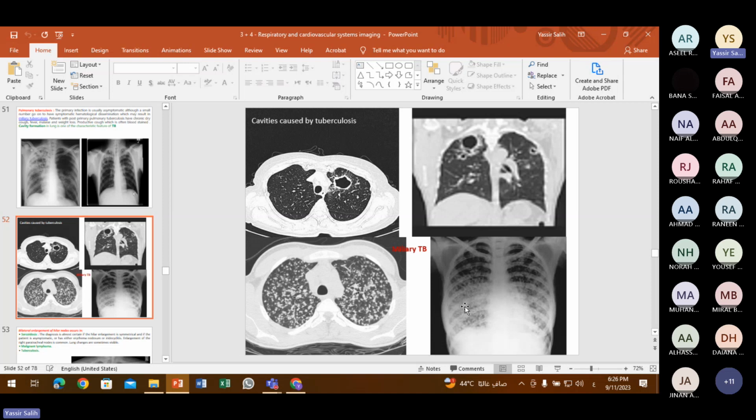But this is a miliary tuberculosis, and this is miliary. There are multiple very small nodules in both lungs. But this is miliary tuberculosis. As for this one, the cavitary lesion, we talked about it. This is coronal and this is axial. So the most important thing to know is that miliary tuberculosis is characterized by multiple small nodules.